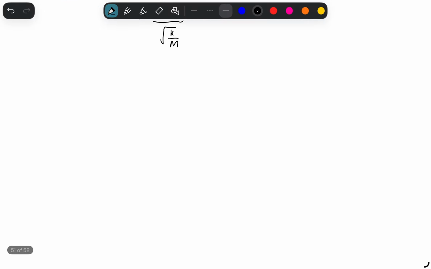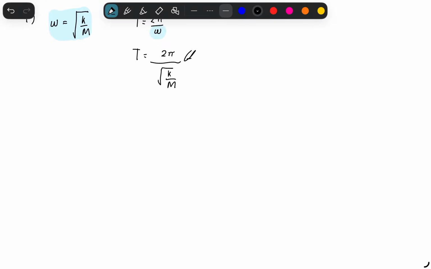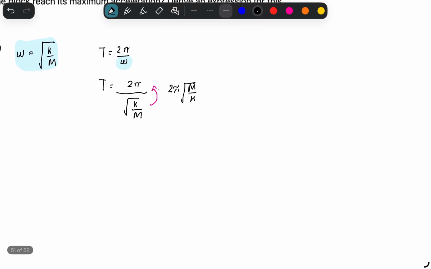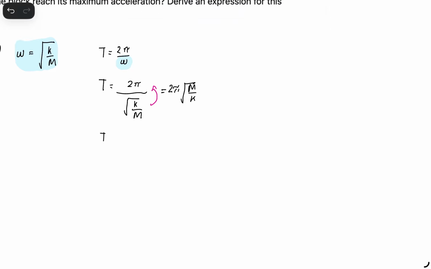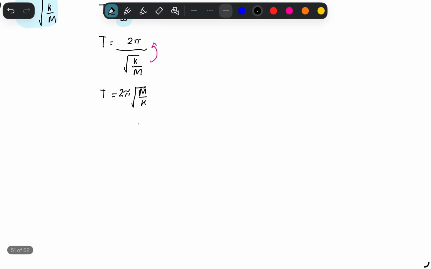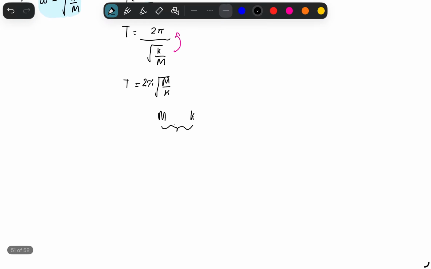Then we can take this and put it into the numerator, but then we would have to flip the inside of the stuff underneath the radical. So that would give us T is equal to 2 pi times the root of m over k. So in this equation, we can see that our period is equal to this expression that does not have anything else but mass and spring constant. So these are the only two variables that are going to affect our period.